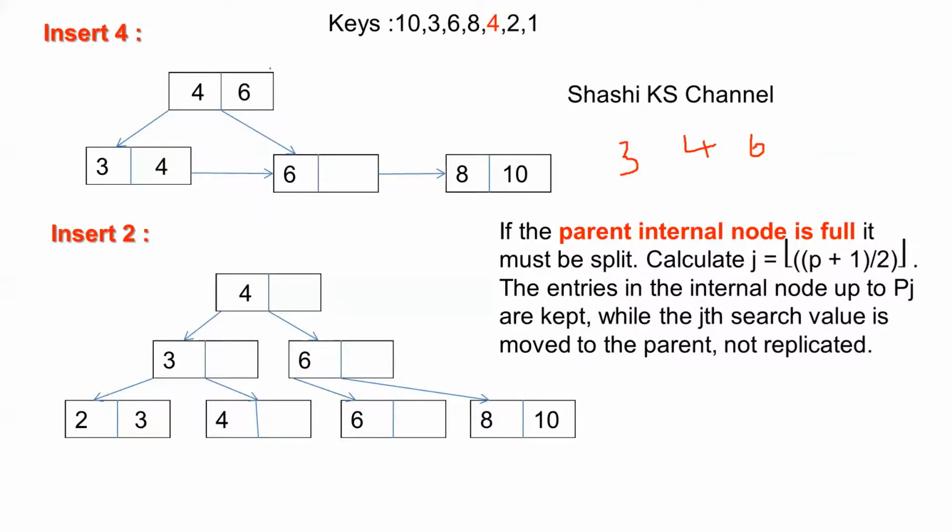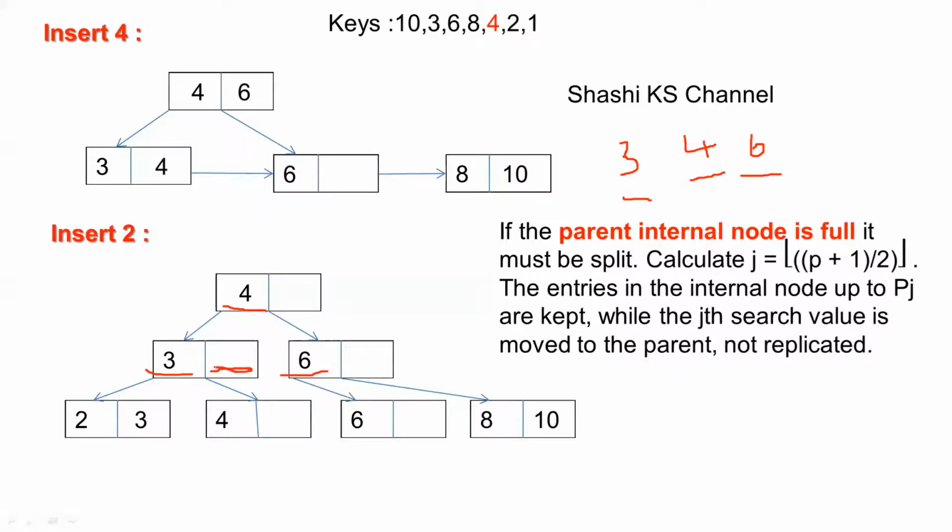Okay. So here, my parent node had 3, 4 and 6, and according to the formula j is equal to 2. The jth search value, that is the second search value, is moved to the parent. It need not be replicated according to the rule. So 3 is kept in the original node, 6 is moved to the new node, and 4, that is the second search value, has to be moved to the parent node and it need not be replicated. Accordingly, here 3 is there in the original node, 6 is moved to the new node, and 4 is moved to the parent node, and it is not replicated in the internal node.